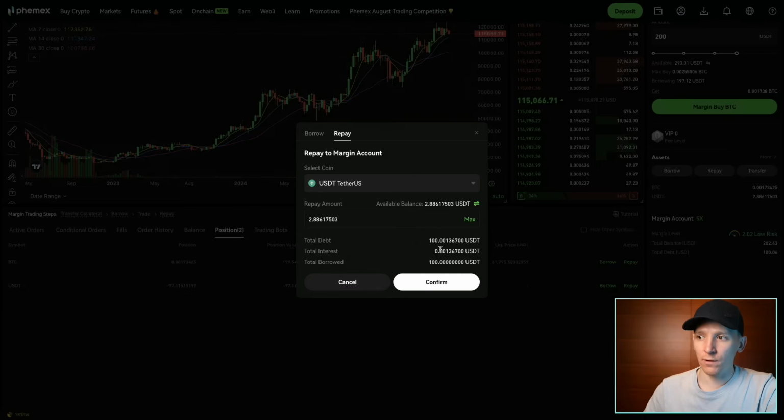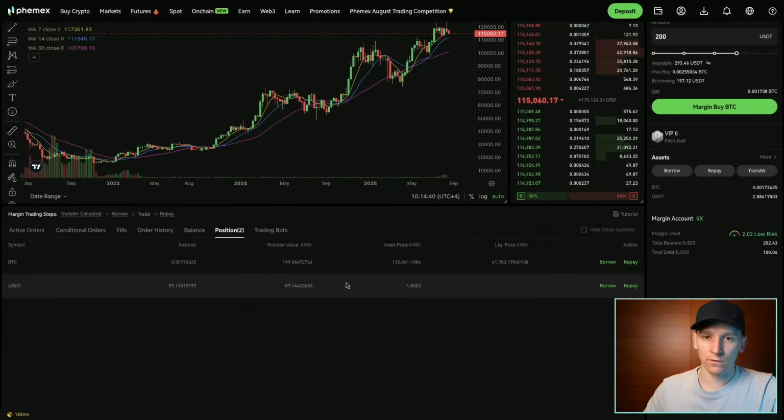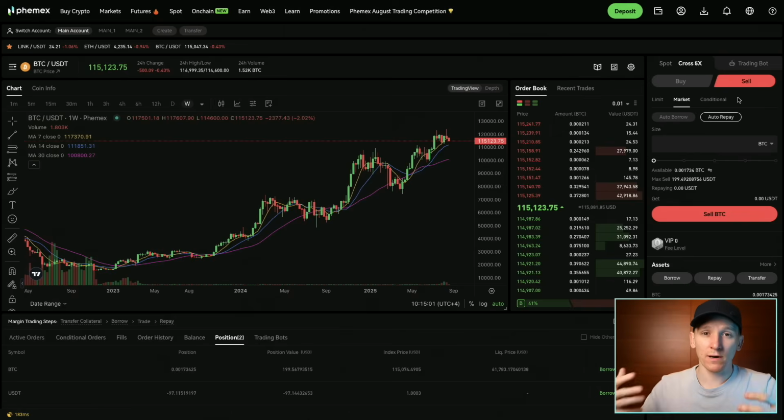So I can use that to pay off some of the loan, and that will reduce some of the loan, essentially paying back some of the position. So if you want to do that, you can press confirm. That doesn't change my Bitcoin position at all. We can also cash out and sell some of our Bitcoin position. That's going to release some USDT back into our account.